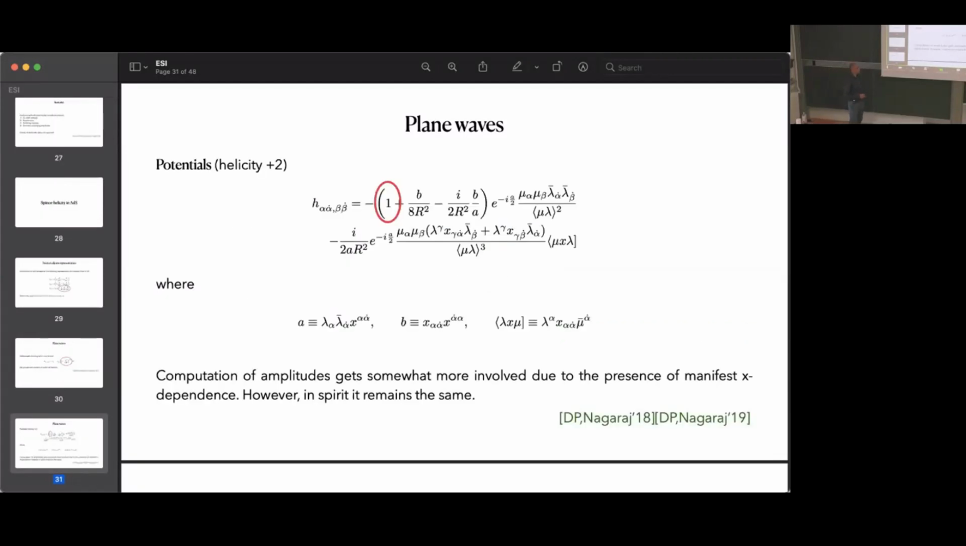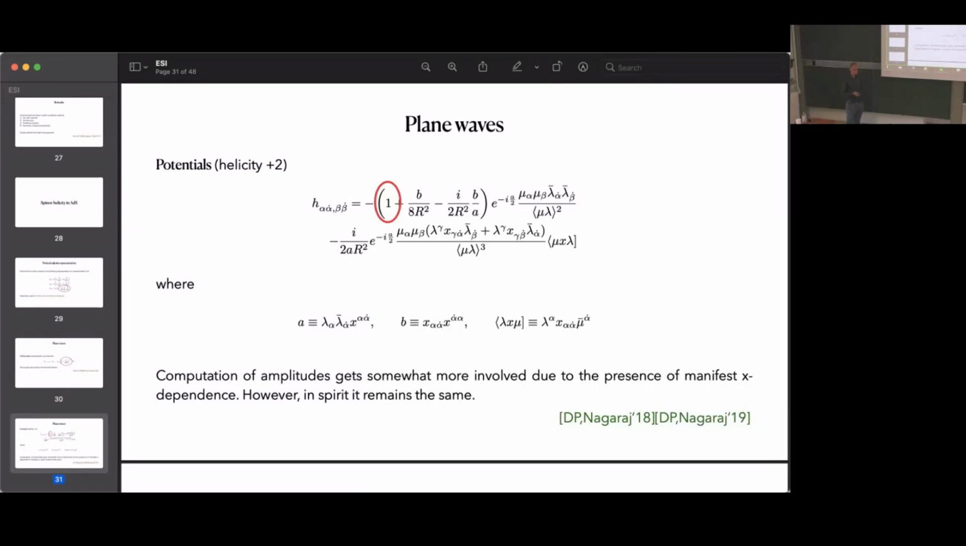Okay, so once we have field strengths, we want to consider potentials. For general spin, it's tedious, but here I give a result for helicity plus 2. Again, the solution is not unique because you have gauge invariance, and you fix it in a similar manner as we did in flat space.